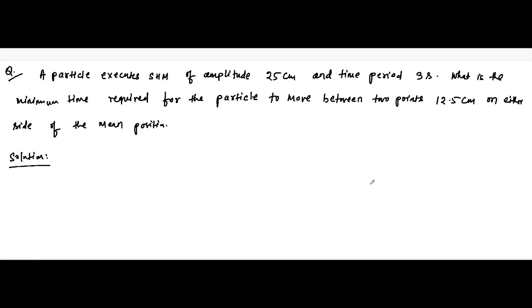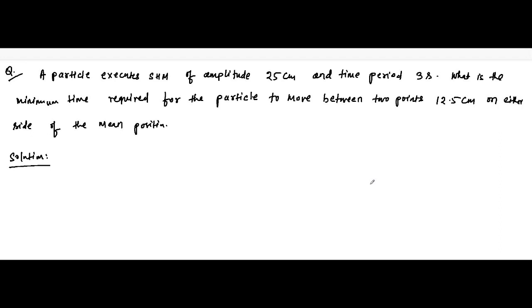So here is another question on simple harmonic motion, the standard equation form. It is given that a particle executes SHM of amplitude 25 centimeter and time period of SHM is 3 seconds. What is the minimum time required for the particle to move between 2 points of 12.5 centimeter on either side of the mean position?